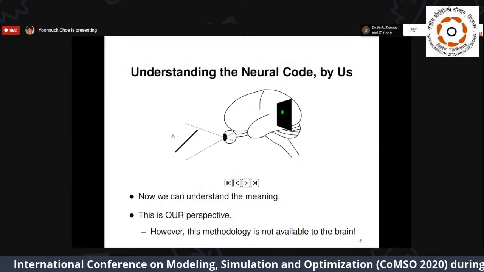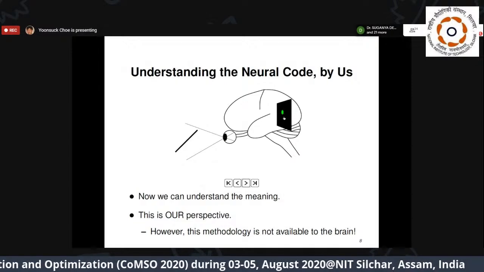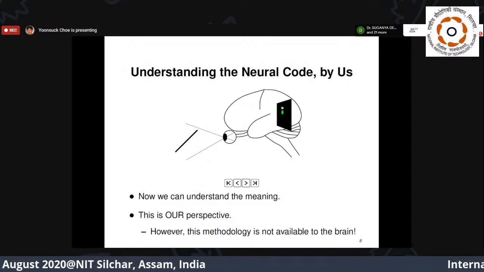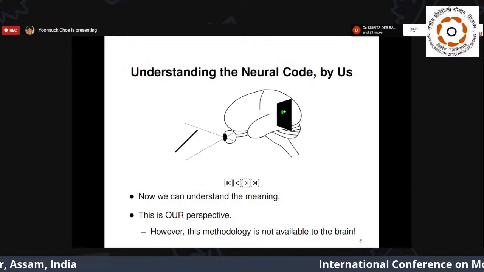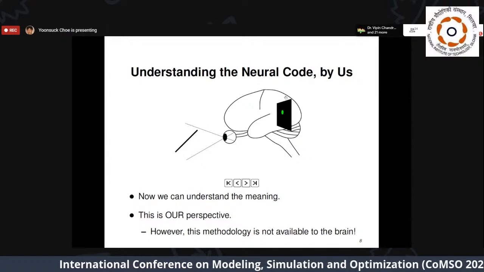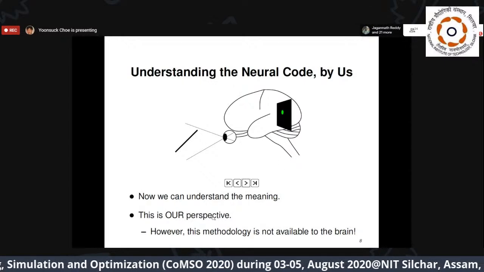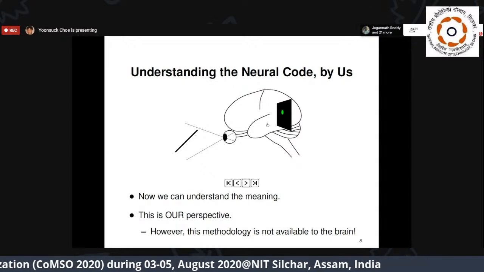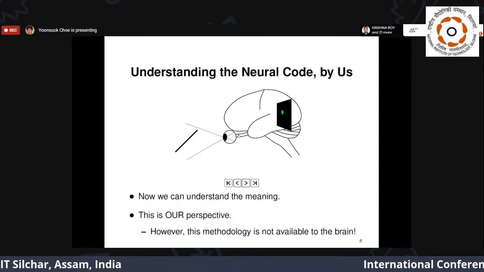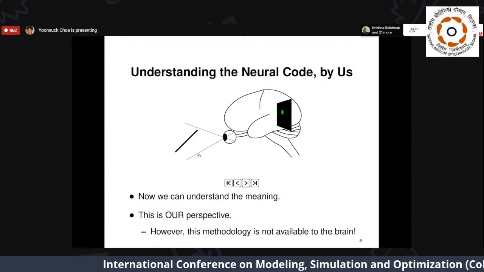So by looking at the outside environment, the actual stimulus, and correlating that with the internal activity or the internal state, we can then establish the meaning of these. So this is how neuroscientists go about trying to figure out what this neural code means. But this is our perspective. And the thing is that this kind of approach cannot be applied to the brain itself when you don't have access to these things.